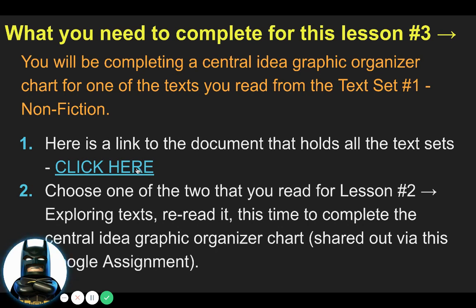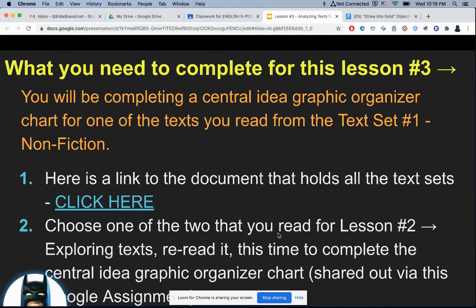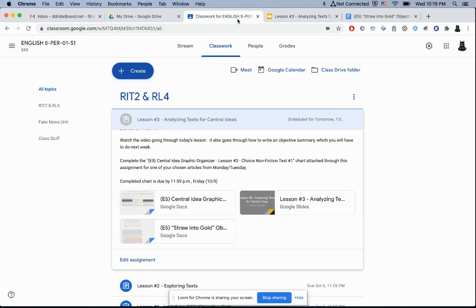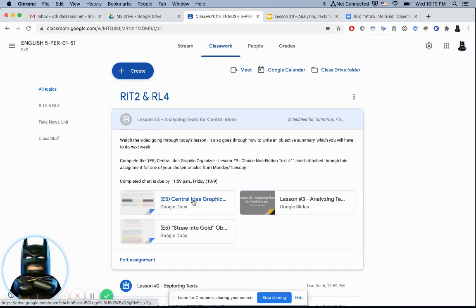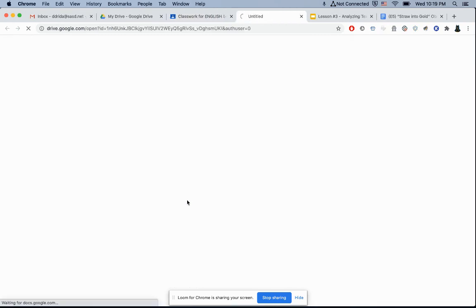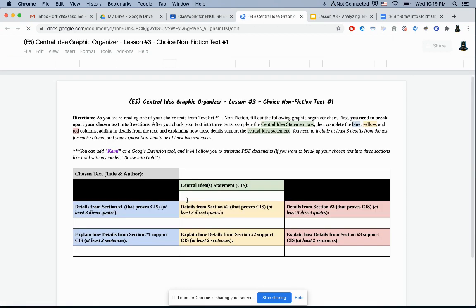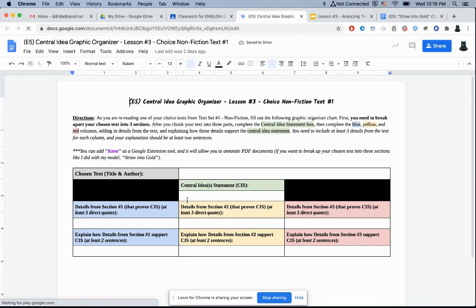I have linked the document in here. It's on the previous assignment as well, that houses all the different text for you if you need to get to that one. But I'm going to go over to Google Classroom now because I have the document. This is what it's going to make a copy for you.